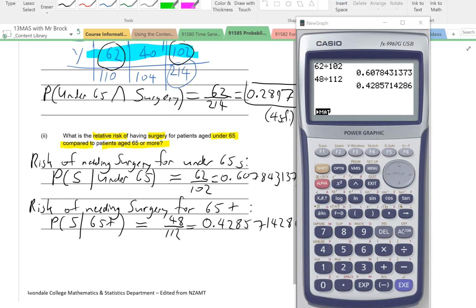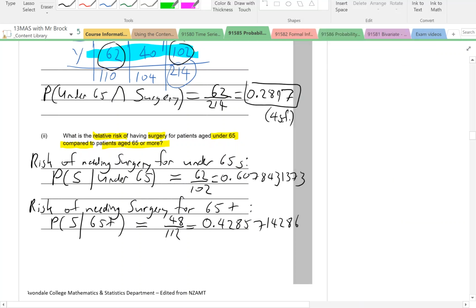Alright, so now it says relative risk, and that means how many times is likely. Now, how do we know? It means we're going to have to divide one of these numbers by the other one. Now, how do we know which way round they want us to do it? Well, the way to decide is you've got to decide which is the baseline group. And the baseline group is the one that you're comparing it to. So it's compared to patients aged 65 or more. So we're going to call that group the baseline group. And that goes on the bottom. So we're going to go risk amongst under 65s divided by risk amongst 65 pluses.